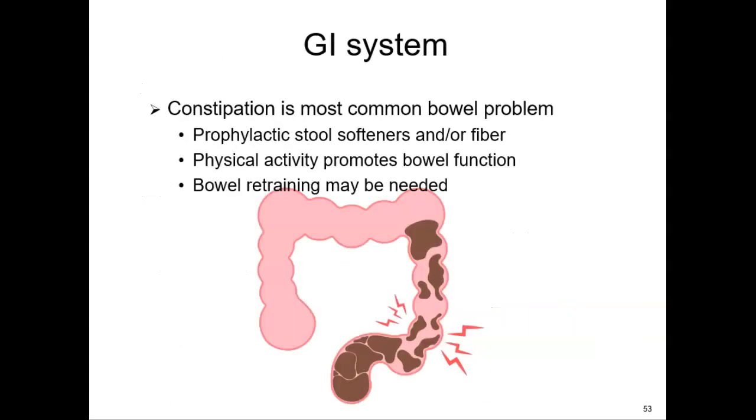GI system, constipation is the most common bowel problem. As we know, that can be very problematic for our patients with increased ICP. We want to avoid it. So we might use stool softeners, fiber, etc.